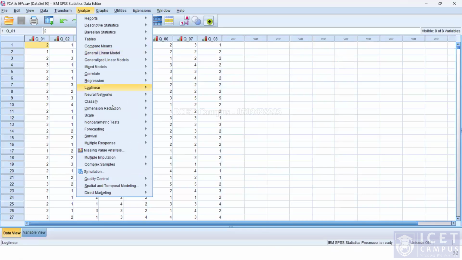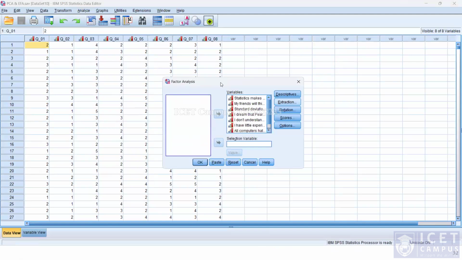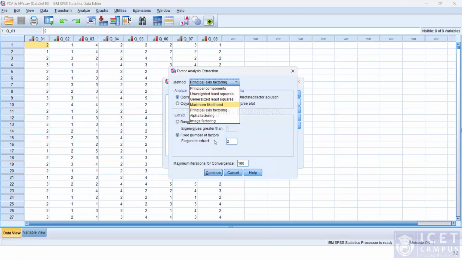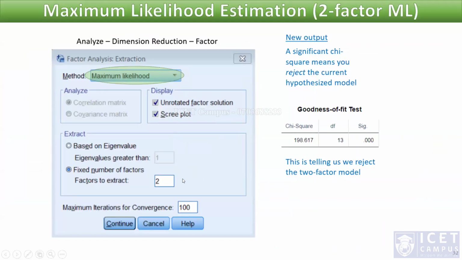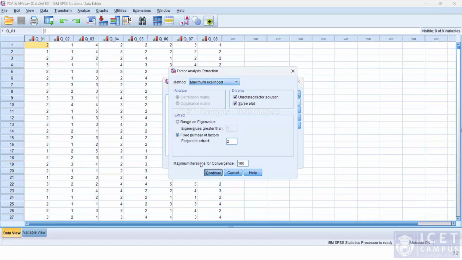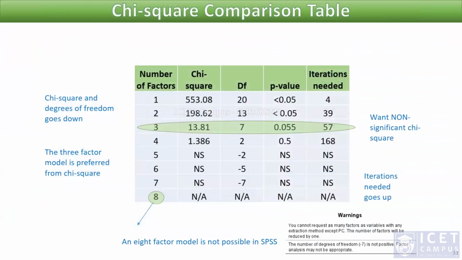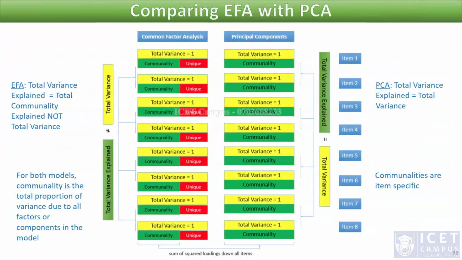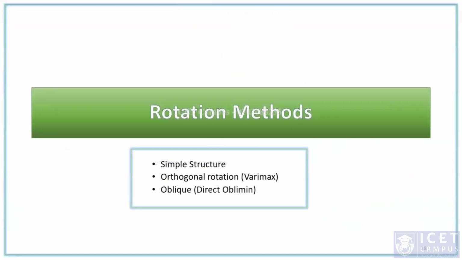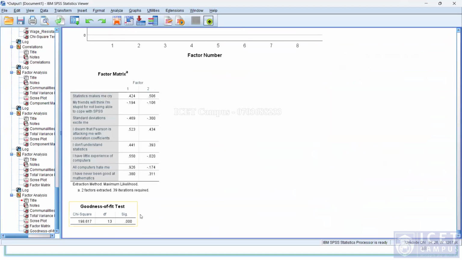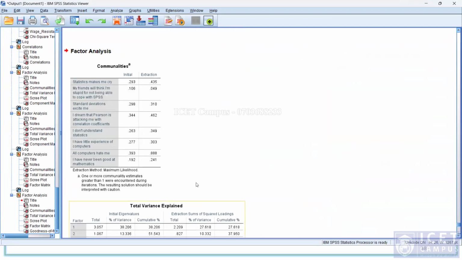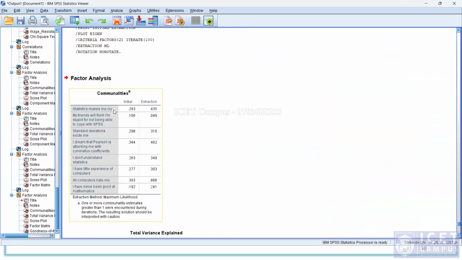Then again we have to go to Analyze, Dimension Reduction, Factor Analysis. Now the method is maximum likelihood. Then we can take the output. Right, so here the chi-square value is 0. Then I wanted to explain that it's divided into three, here like two.